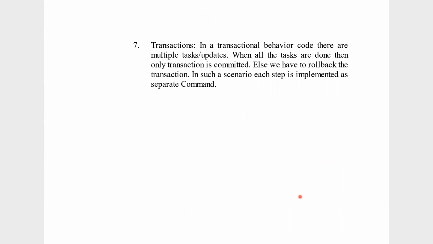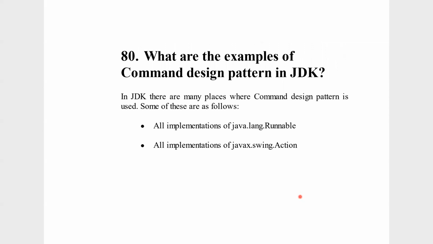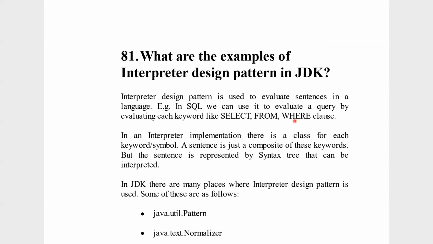Transactions. Transaction is a very wide topic which we are not able to cover in this video, but we will. In transactional behavior, there are multiple tasks connected, so only when all the tasks are done is the transaction committed. Otherwise we have to roll back the transaction. Now, what are the examples of the command design pattern in the JDK? In the JDK, the command design pattern is Runnable. Runnable is an example of the command design pattern.